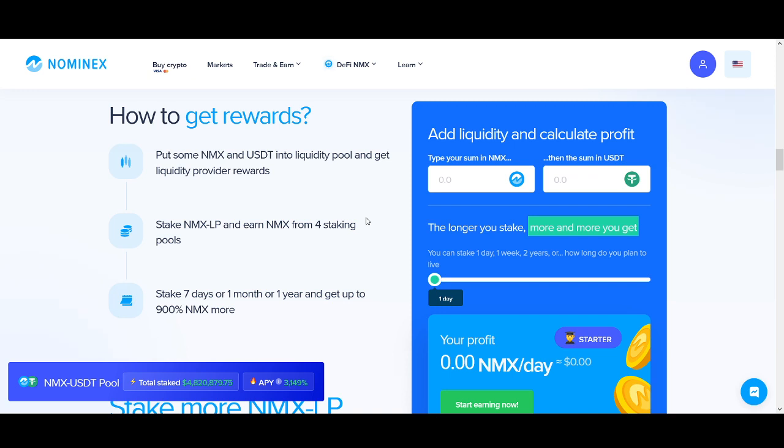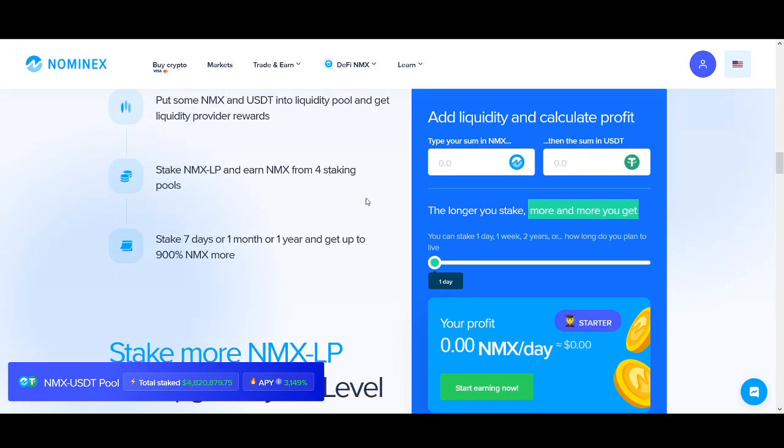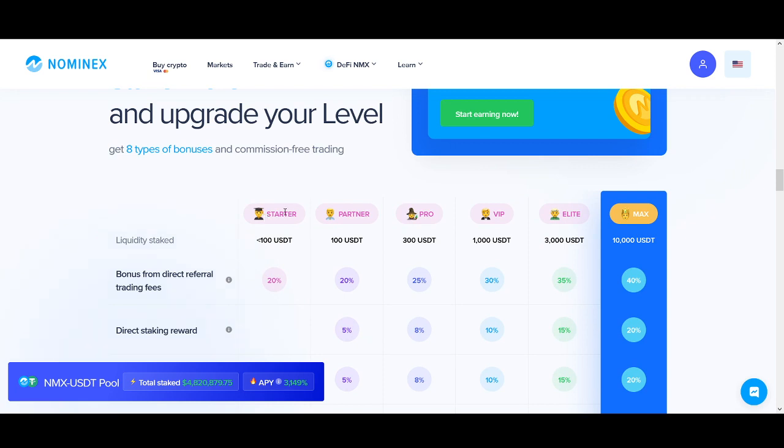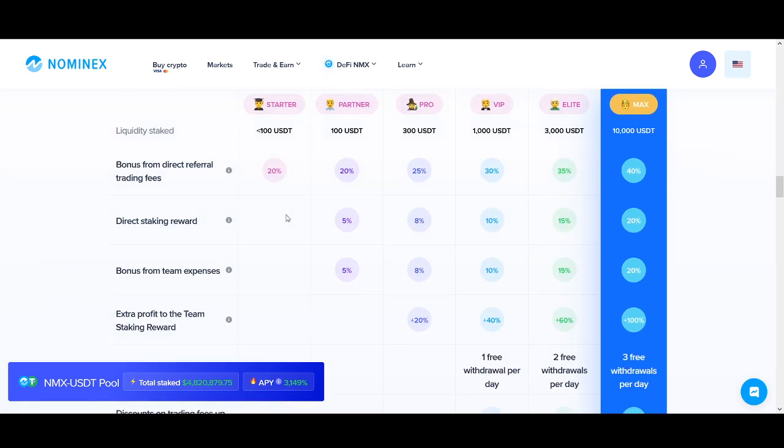That's all the ordinary stuff about NMX, and you can find this stuff with other projects, but there's some stuff that I really like about NMX that sold me on this, which is the different levels that you have, the different partner levels that you have, depending on the size of the stake you farmed.